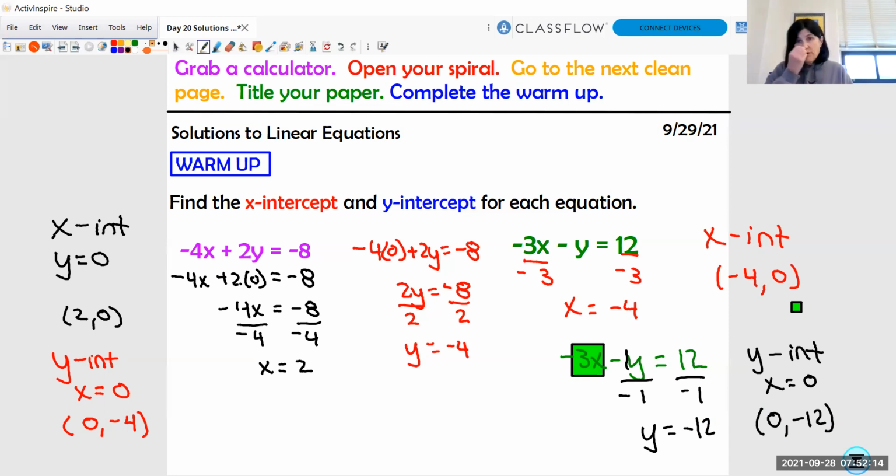If you're allowed access to your Desmos calculator, you can also use that to put the equation into Desmos and find where the line crosses the x and the y axis.